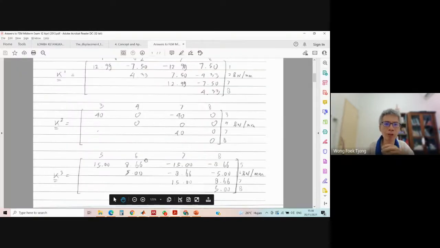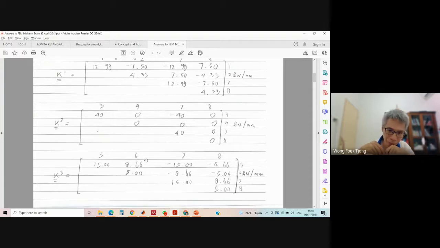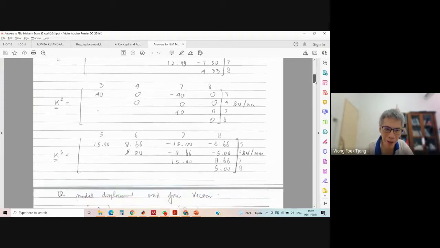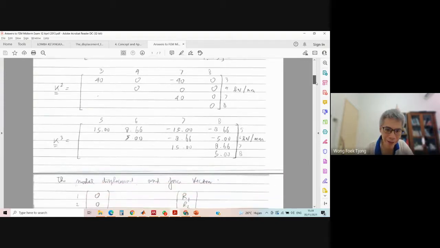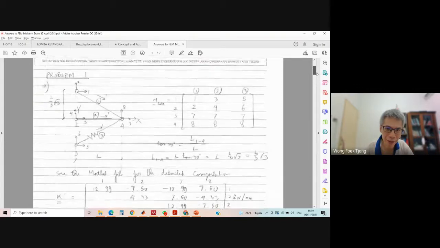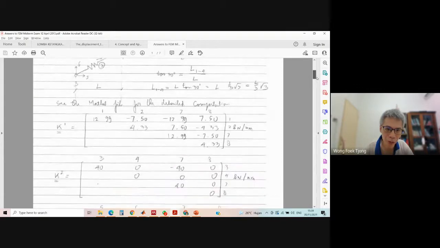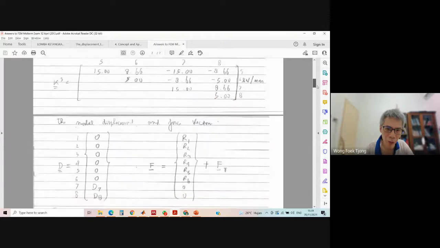How to compute the stiffness matrix? Use MATLAB, it is very convenient. Or if you want to use Excel, it's okay. Easy, right? Because you have been familiar with truss. Next, what should we do for element number 1 and 2?